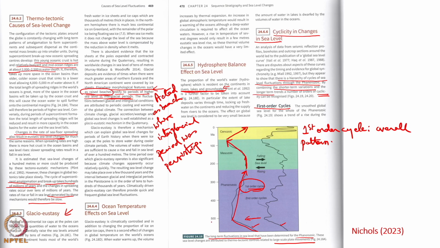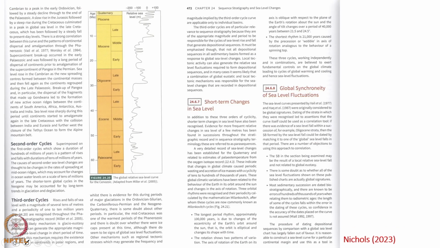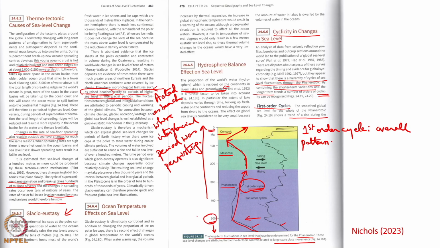When we were tracking from more than 500 million years here up to the present 0 million years, we have crossed Paleozoic, Mesozoic and Cenozoic from bottom towards top. This first order pattern can be encapsulated as a trend of a rise during the Cambrian to a peak in the early Ordovician, followed by a steady decline through the end of the Paleozoic. Note this is 500 million years, so you can always find out in the graph where is the Precambrian Cambrian boundary, which was around 550 million years back.